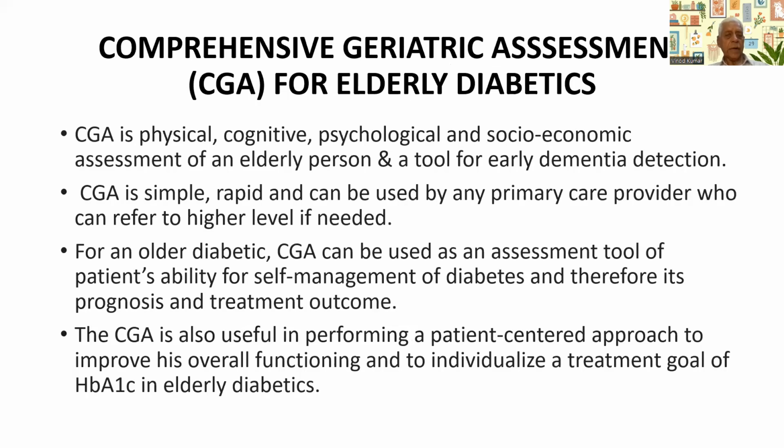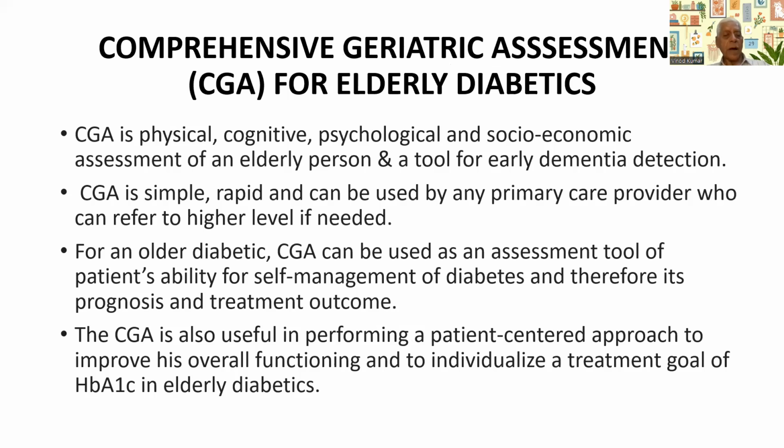Now, comprehensive geriatric assessment, that is CGA, in brief is a physical, cognitive, psychological, and socioeconomic assessment of an elderly person and is a tool for early dementia detection too. CGA is simple, rapid, and can be used by any primary care provider who can refer to a higher level if needed. This instrument can be administered in just 5 to 10 minutes.